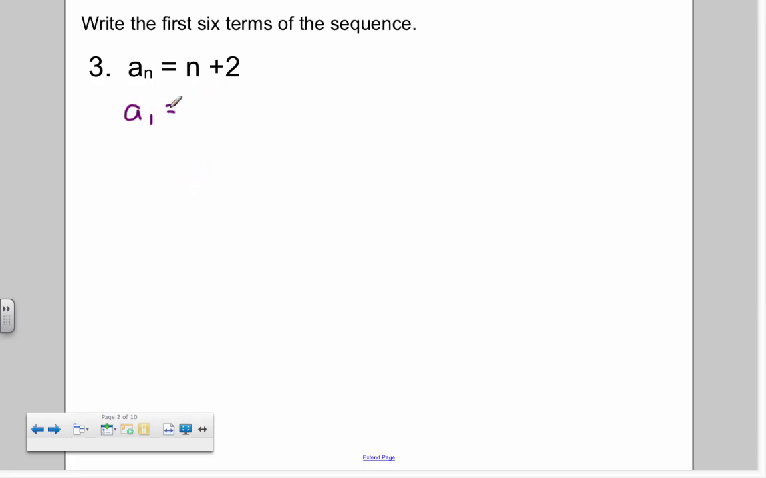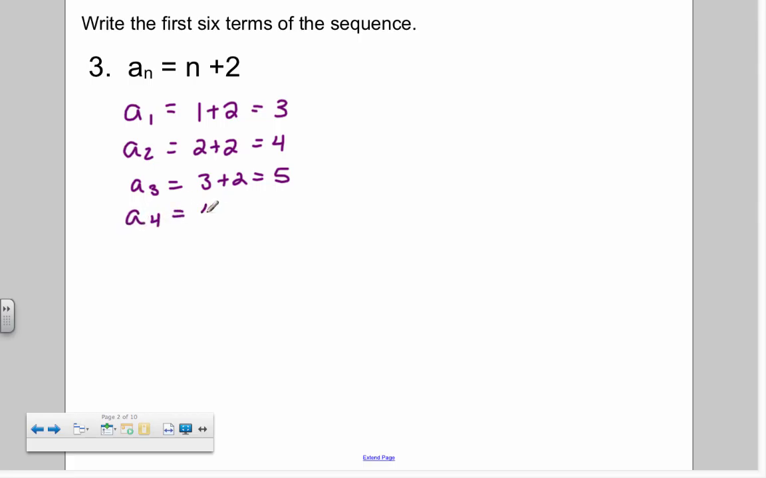And when we do that, we plug in our position number, which is 1, and add that to 2 because that's our rule. And we get 3. So the first term in our sequence is 3. The second term in our sequence would be 2 plus 2, which is 4. The third term would be 3 plus 2, which is 5. Fourth term is 4 plus 2, which is 6.